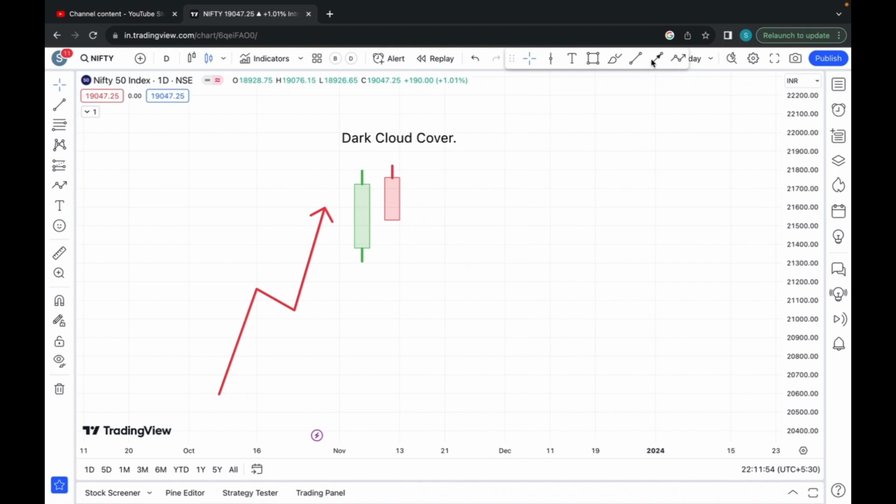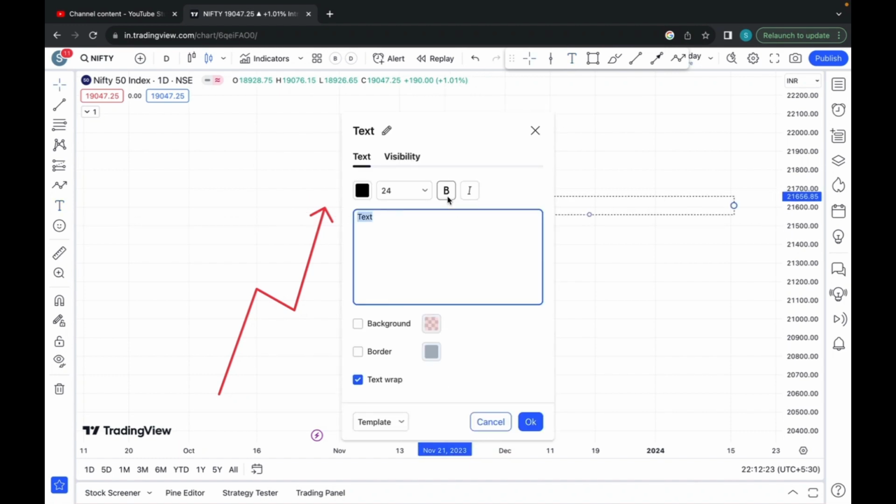When you see any one of those four, or more than one, it means that the importance of this dark cloud cover is very significant, and that means that the major odds are in your favor with this dark cloud cover. Okay, let's discuss what those four points are.